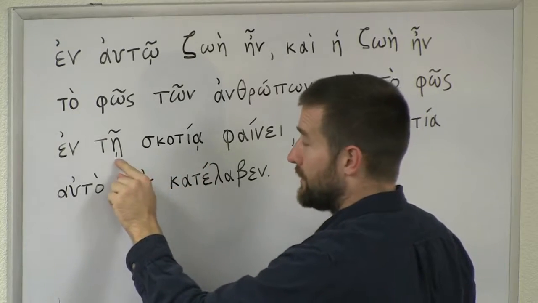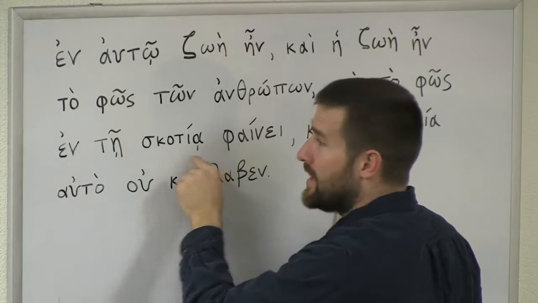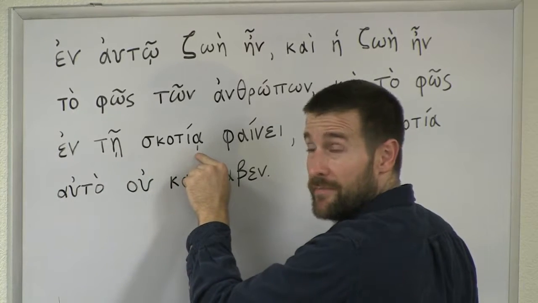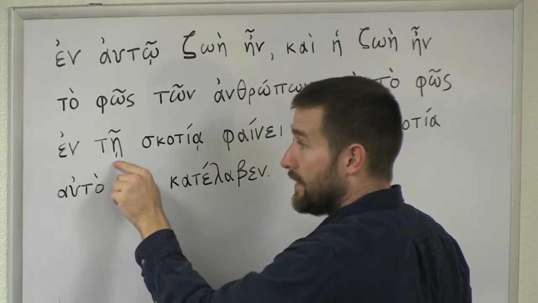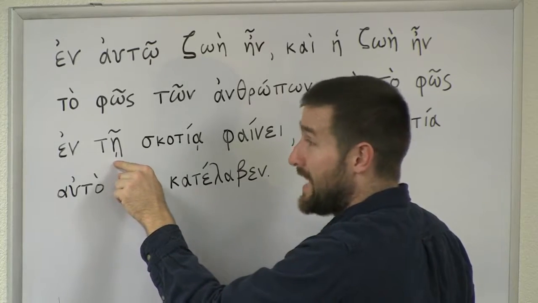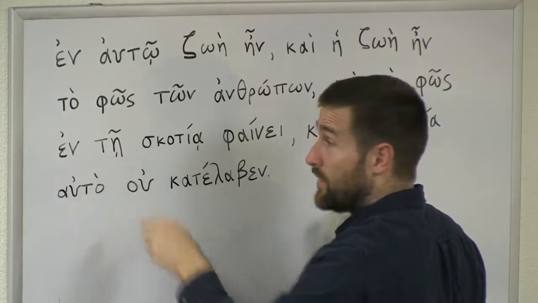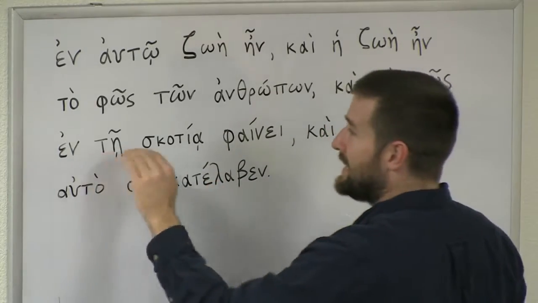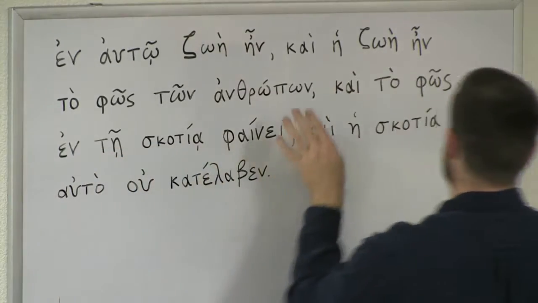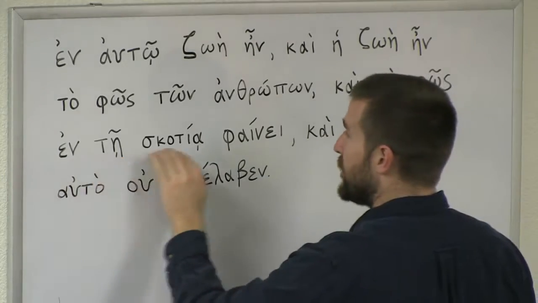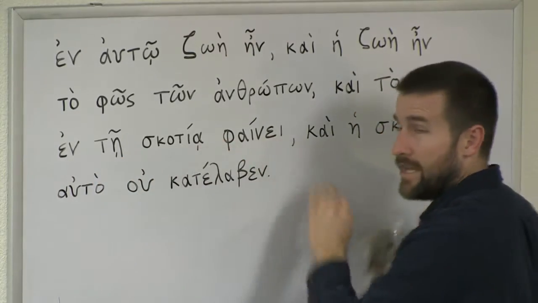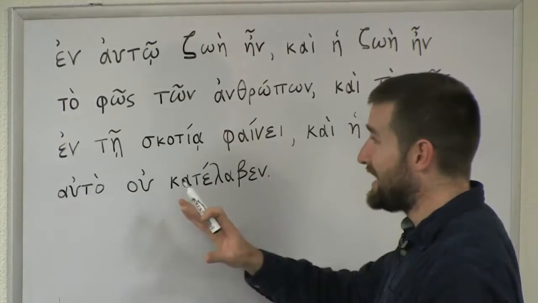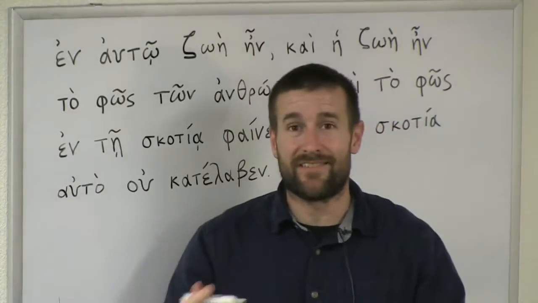Again, notice the telltale iota subscript underneath the article and underneath skotia, showing that this is in the singular dative case. And when something is in something, it's going to be dative case. And the skotia, in the darkness, and the light, in the darkness, pheni, shines, shineth. The light shines in the darkness, and the light shineth in the darkness.